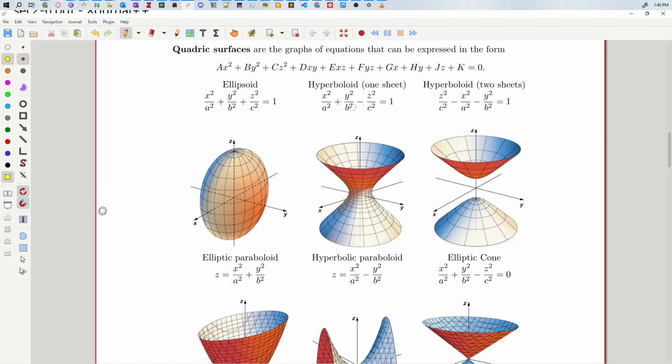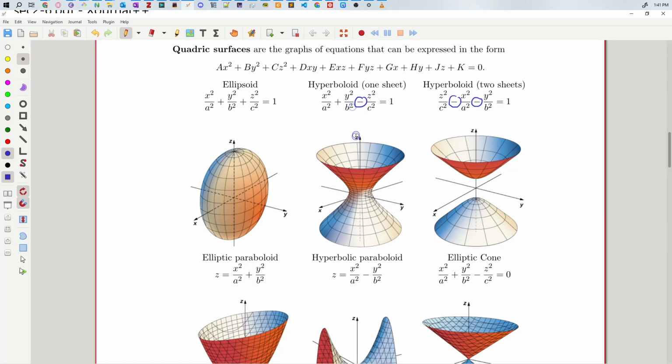Perhaps I can circle that, right? And to contrast the one-sheet hyperboloid with the two-sheet hyperboloid, notice that there are two negatives. Again, what we do is normalize it so that the right-hand side is the constant 1. So the fact that there's just one negative sign gives you the one-sheet hyperboloid, and when there are two negatives, you get the two-sheet hyperboloid.